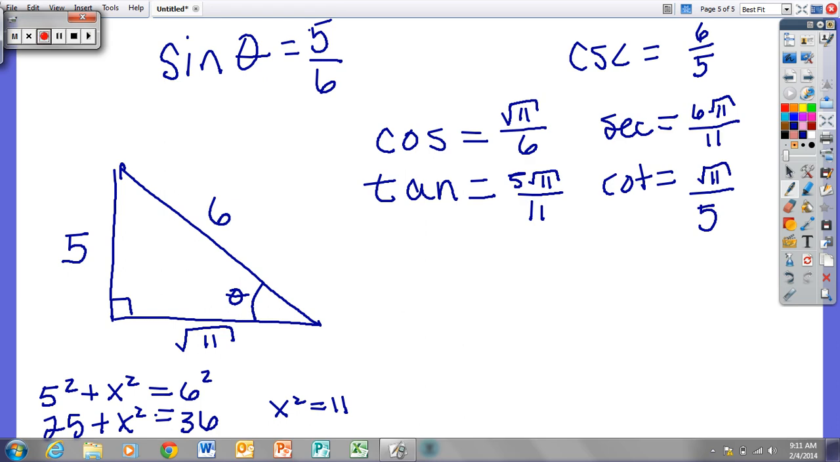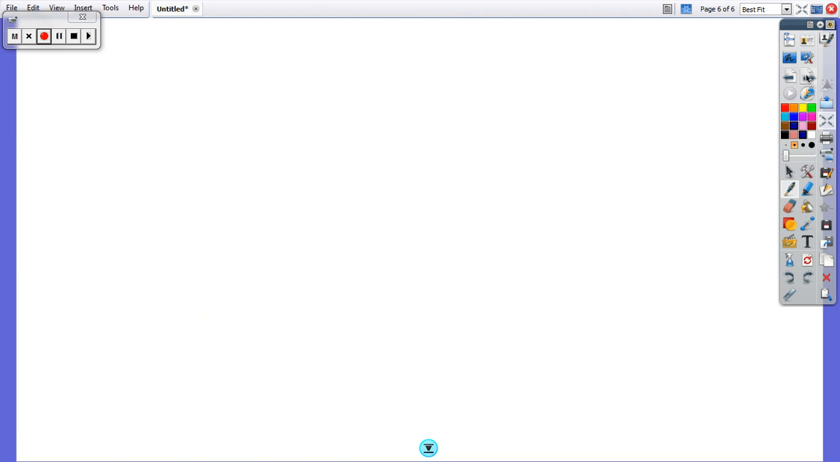This is what you should get for answers. Remember, I've rationalized all of my denominators, so you need to make sure that you do the same. Okay, so we call this solving a right triangle. So you might find a question that says, a right triangle with hypotenuse of 8 inches and a 37-degree angle. That's what they give you. Find the measure of the other 2 angles and the lengths of the other sides.